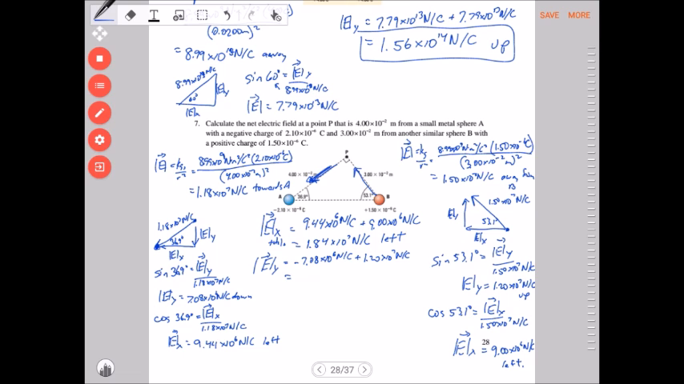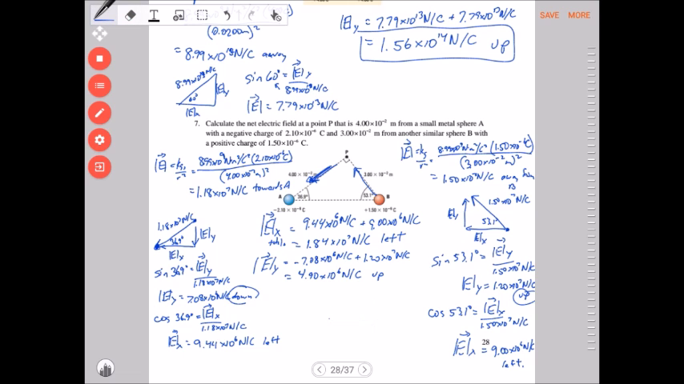Hopefully you understand what's going on there, because this one is going down and this one's going up. Because they're going in opposite directions, we have to subtract. When we do that, the y total works out to 4.90, remember to use all your digits, times 10 to the 6th newtons per coulomb up. So at point P, we are going left and up.